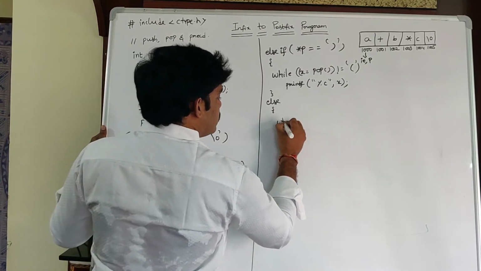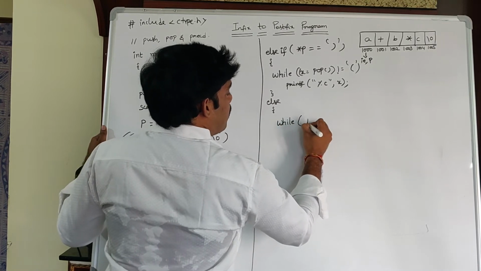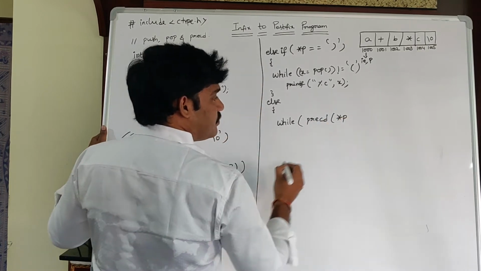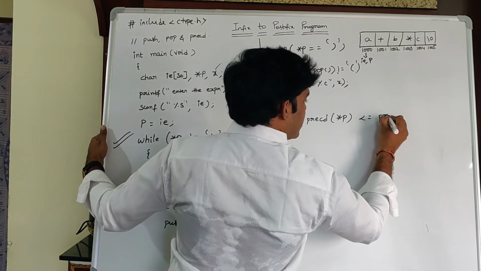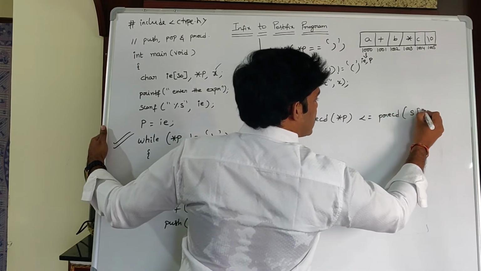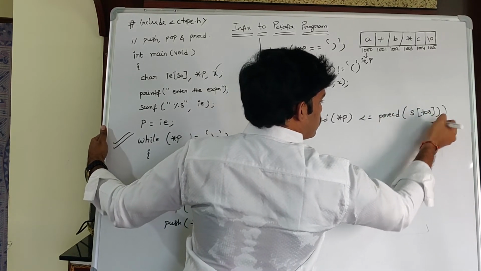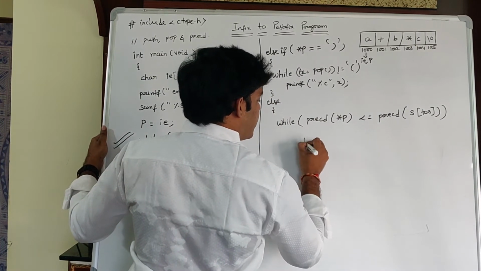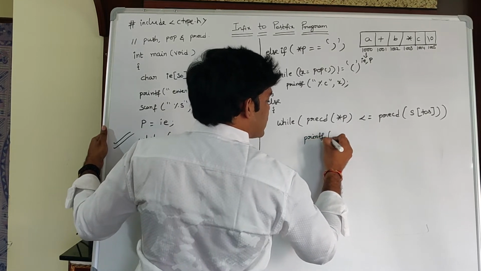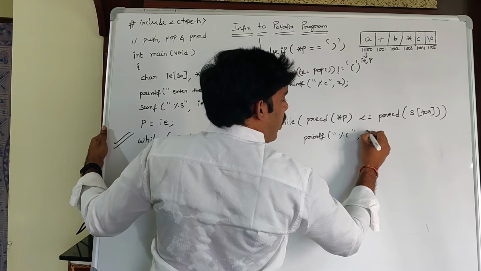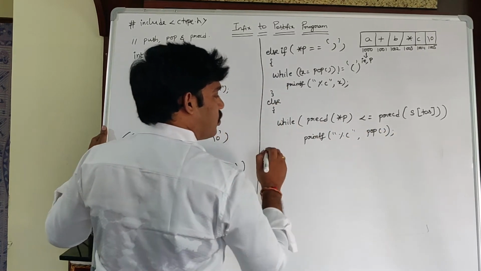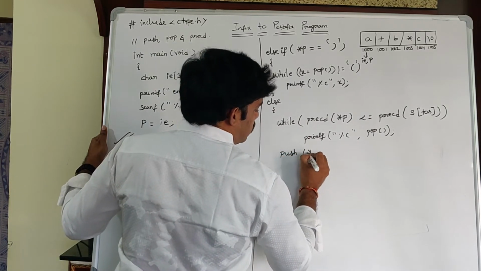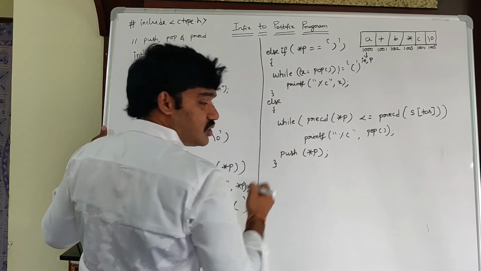So while the precedence function precd, precedence of the new operator *p, is less than or equal to the precedence of the top of the stack, s[tos], then pop them and place into the output. printf("%c", pop()). Finally, push this new operator into the stack. Push of *p. So this is the logic.